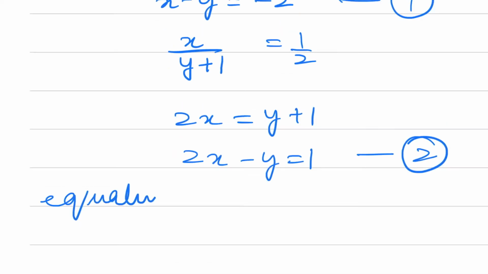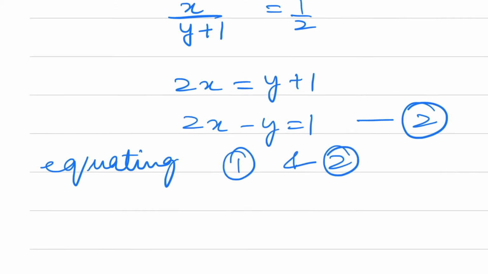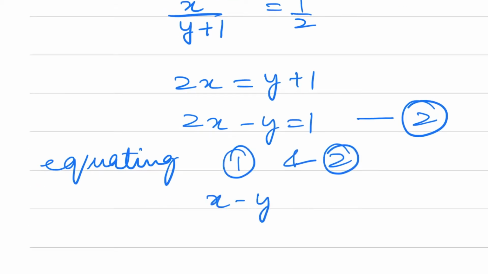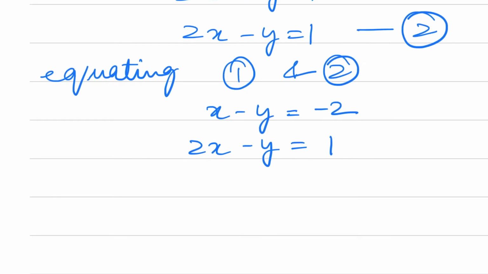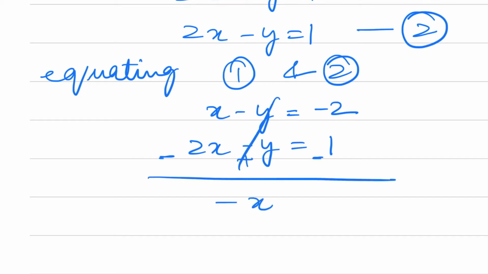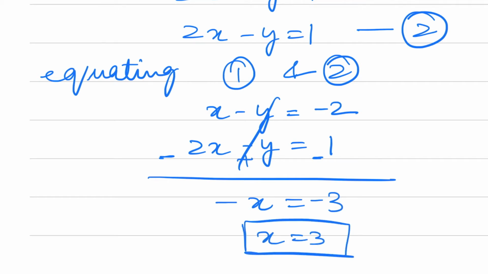So equating 1 and 2, we get x minus y is equal to minus 2 and 2x minus y is equal to 1. So let's subtract these equations. So this will be minus, this becomes plus, this becomes minus. So I get minus x, they get cancelled, and is equal to minus 3. So x is equal to 3.